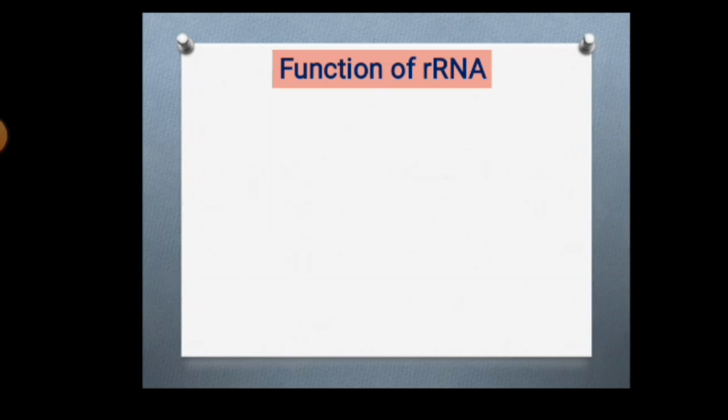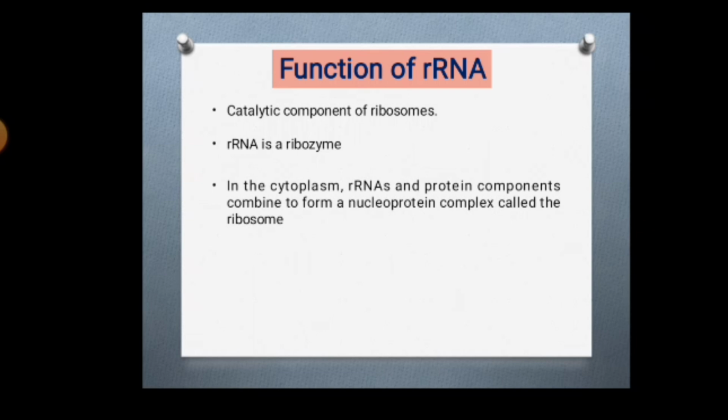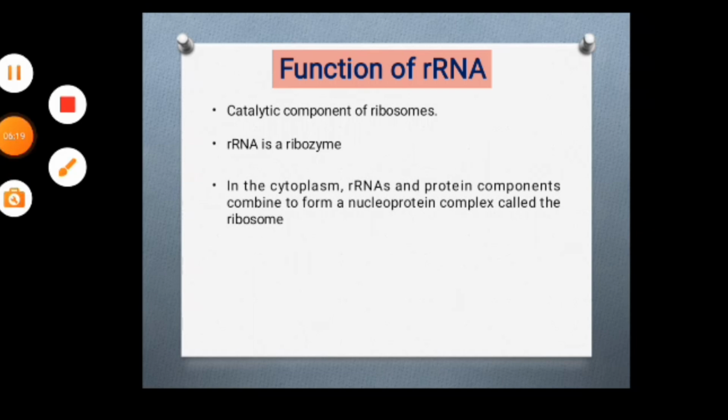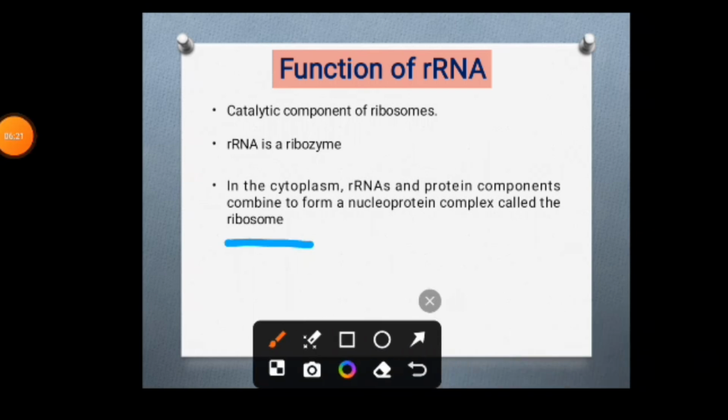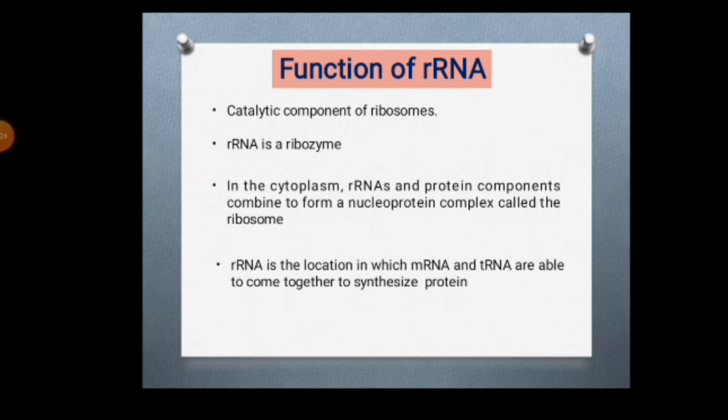Next, the function of rRNA, that is ribosomal RNA. rRNA is the catalytic component of the ribosome. It is a ribozyme. In the cytoplasm, rRNA and protein components combine to form a nucleoprotein complex called the ribosome. The ribosome is the location in which mRNA and tRNA come together to synthesize the protein.